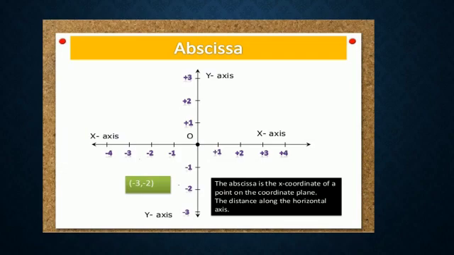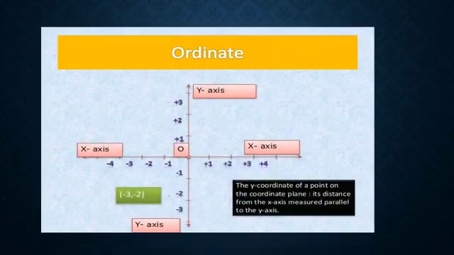Abscissa. The abscissa is the x-coordinate of a point on the coordinate plane, the distance along the horizontal axis. The distance of a point from the y-axis is called its x-coordinate or abscissa. Ordinate. The y-coordinate of a point on the coordinate plane, its distance from the x-axis measured parallel to the y-axis. The distance of the point from the x-axis is called its y-coordinate or ordinate.